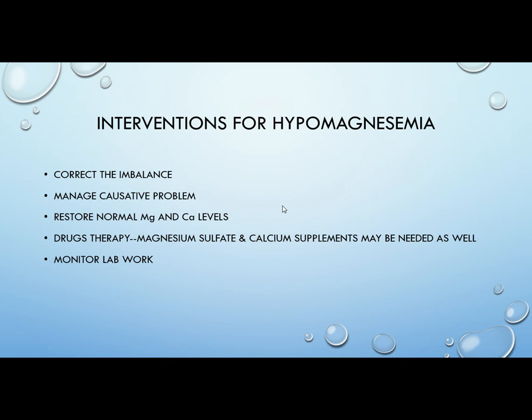You need to discontinue any loop or osmotic diuretics that these patients are getting, aminoglycoside antibiotics, and any drugs with phosphorus. Magnesium sulfate is given for severe cases. You need to assess the deep tendon reflexes at least every hour in these patients, especially if they're receiving IV mag, to monitor the effectiveness and to prevent them from ending up with hypermagnesemia.